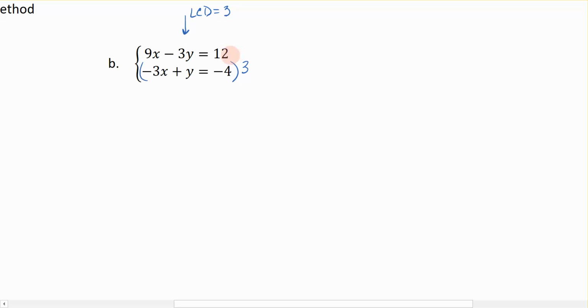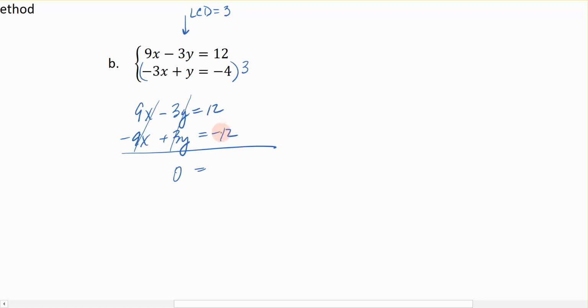So let's rewrite the first equation down here: 9x minus 3y is equal to 12. And it's the second equation that I'm multiplying by 3. So 3 times -3x is -9x, plus 3y is -12. Now I'm going to add this together. 9x minus 9x, well, that's just 0. -3y plus 3y, that's 0. But I'm going to put the 0 here on the left anyway. And then when I add 12 and -12, that is 0.